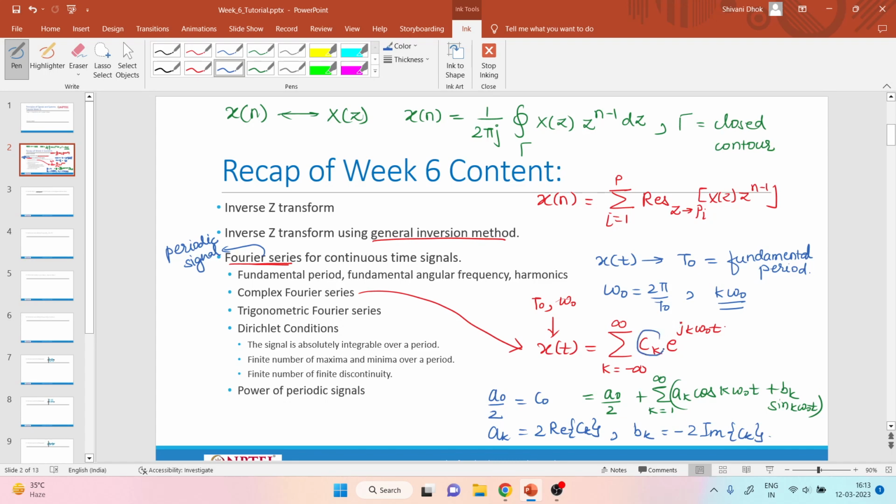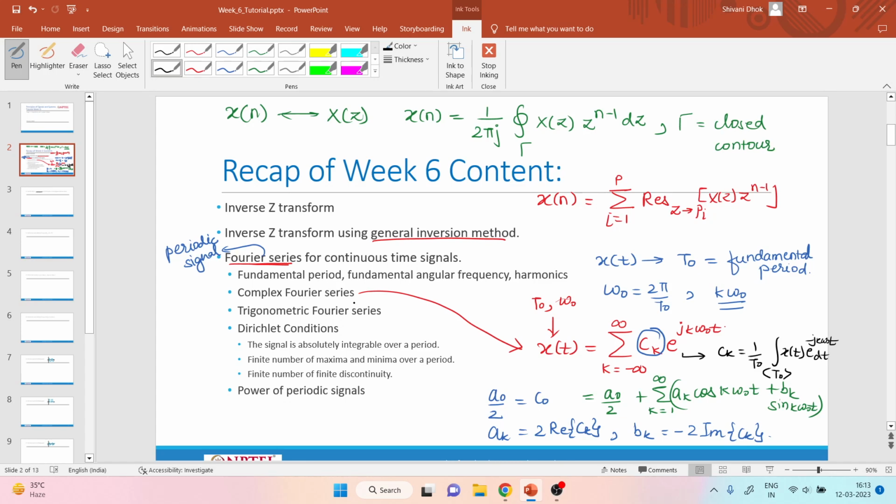Furthermore, in order to obtain this c k, we have the inverse Fourier series formula, and it is given as c k equal to 1 upon t naught, integration over a period interval, x of t into e power minus j k omega naught t dt. And this is how we obtain the Fourier series coefficients. The c k are known as the Fourier series coefficients.